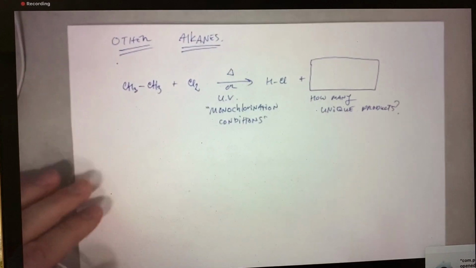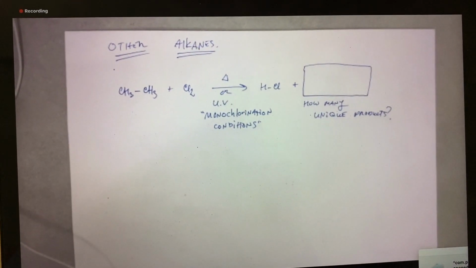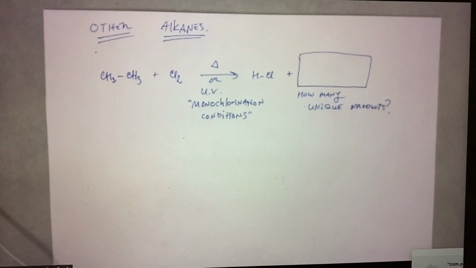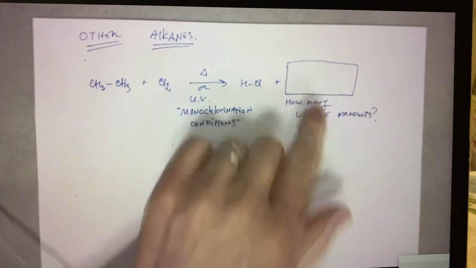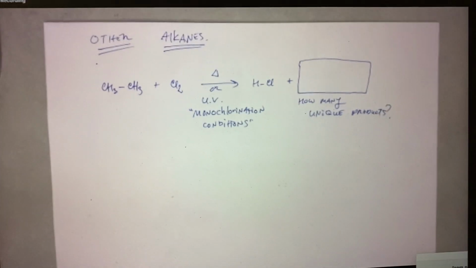How many unique products do you think there are if we take ethane and monochlorinate it, meaning we're going to substitute just one hydrogen for chlorine? How many unique products can we possibly make here? Try and draw them all in the box right here. Monochlorinated ethane.